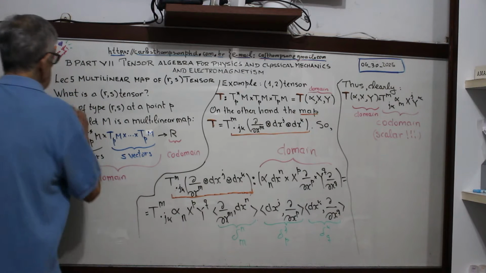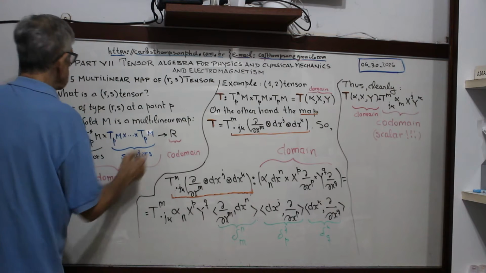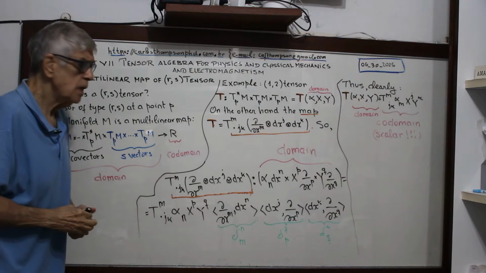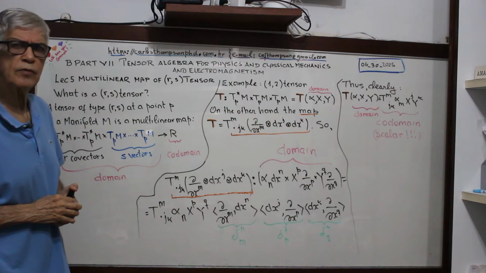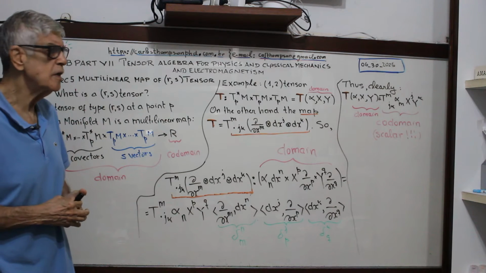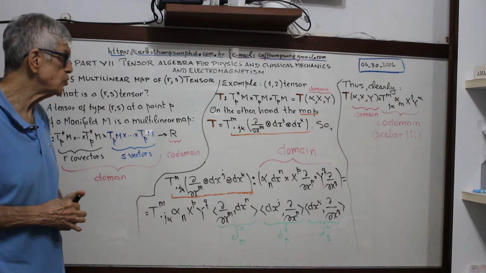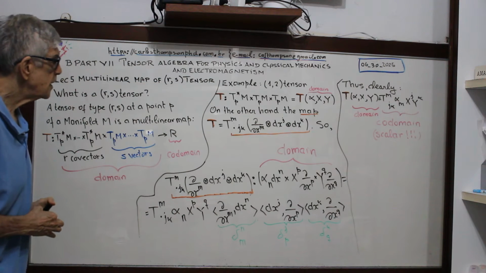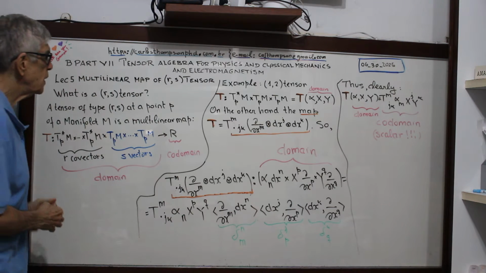So, lecture 5, multilinear map of RS tensor. What is an RS tensor? In the literature, this is presented quite confusingly. The notation that I'm displaying in this lecture is also quite confusing, which is why I try to be as clear as possible.